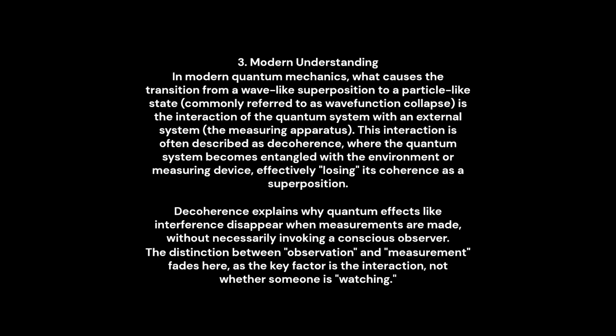3. Modern understanding. In modern quantum mechanics, what causes the transition from a wave-like superposition to a particle-like state, commonly referred to as wave function collapse, is the interaction of the quantum system with an external system, the measuring apparatus. This interaction is often described as decoherence, where the quantum system becomes entangled with the environment or measuring device, effectively losing its coherence as a superposition. Decoherence explains why quantum effects like interference disappear when measurements are made, without necessarily invoking a conscious observer. The distinction between observation and measurement fades here, as the key factor is the interaction, not whether someone is watching.